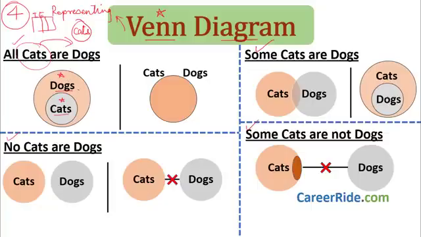Now there is another way to represent this. See, very easy. The dogs have eaten all the cats, and so now the cats have become a part of dogs, right?